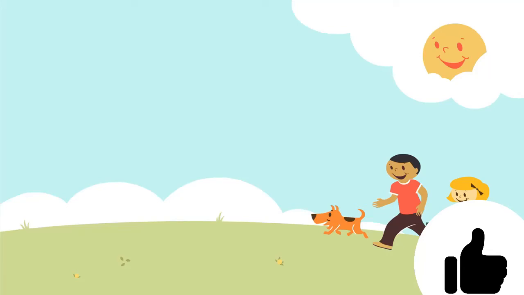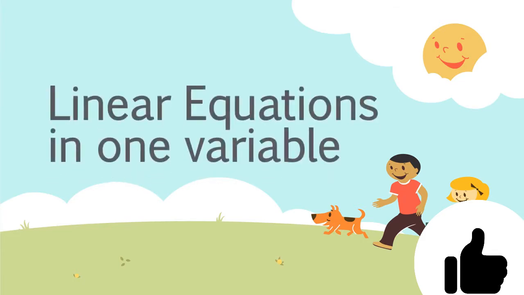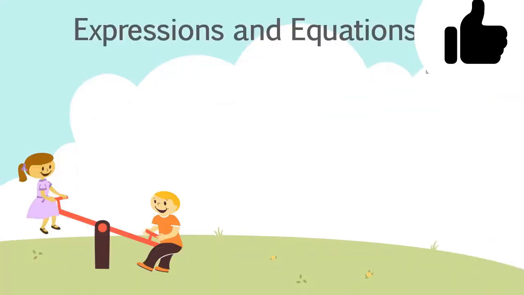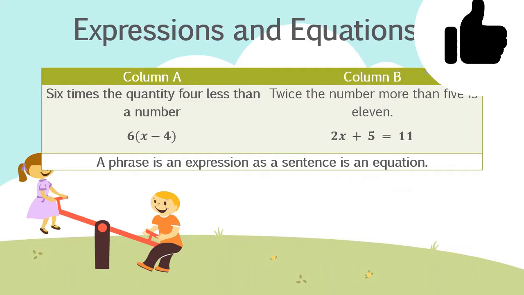In this topic, we will discuss linear equations in one variable. What's the difference between expressions and equations? As you can see in column A and column B, let's find out which of the two columns is an expression or an equation. In column A, the problem is 6 times the quantity 4 less than a number. When translated into mathematical form, that will be 6 times the quantity x minus 4.